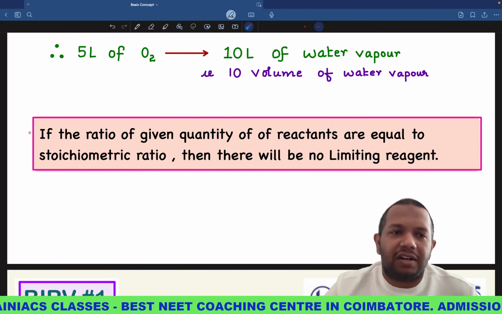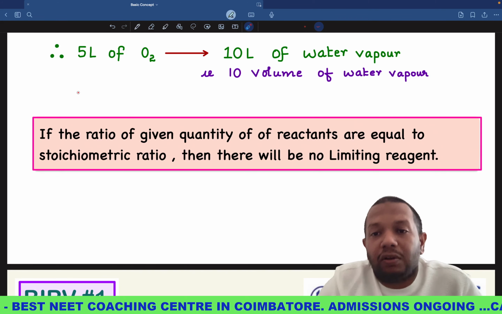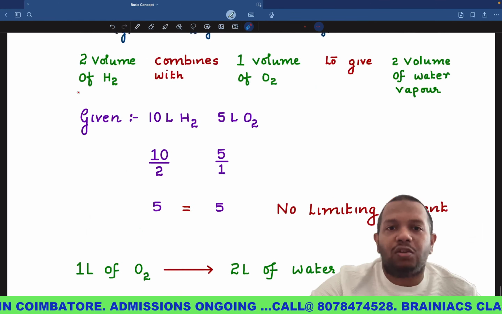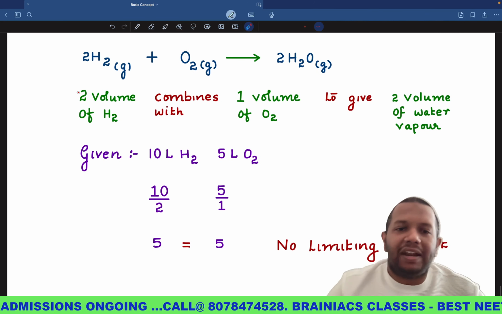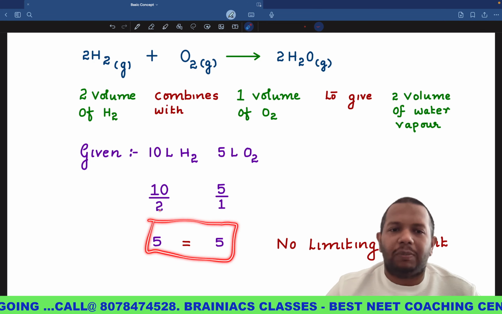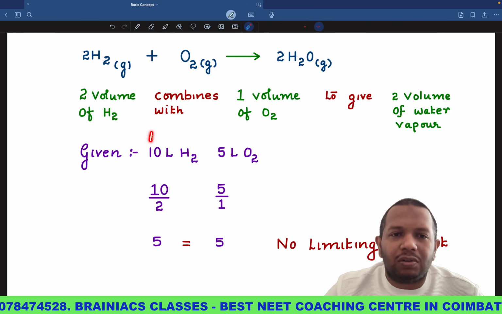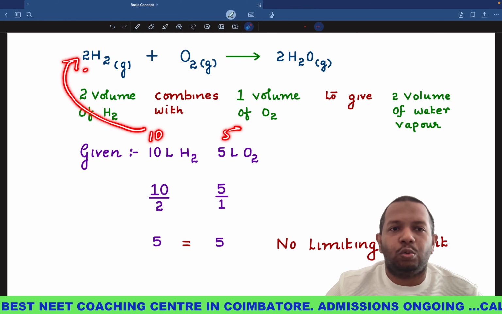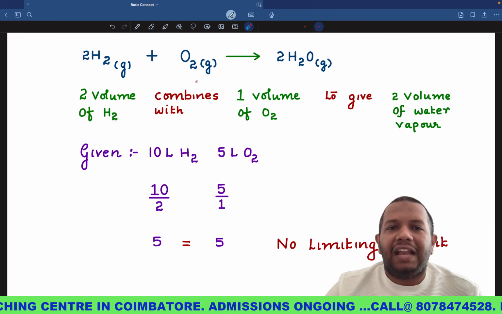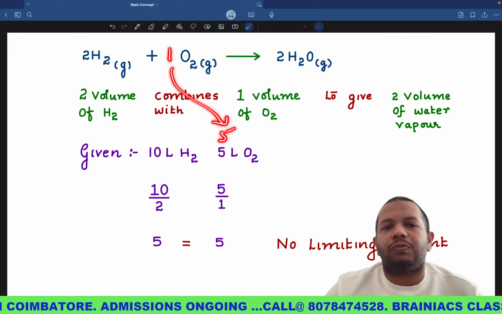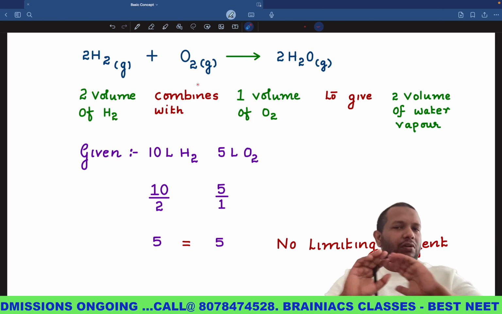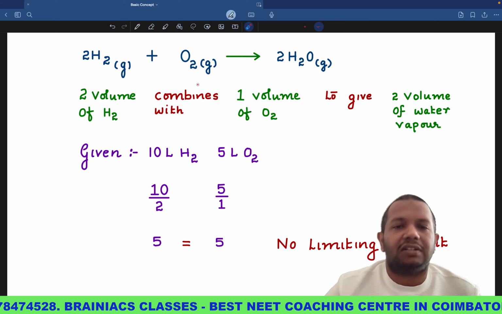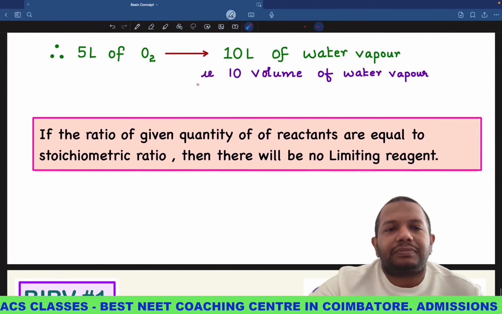Okay, so here I have mentioned an important point. If the ratio of the given quantities of the reactants is equal to the stoichiometric ratio, then there will be no limiting reagent. This is another important way to identify. One way is you divide this by this, and if you get them equal, there is no limiting reagent. The other easy way is just to check this number. This is 10 and this is 5. Check whether this is a multiple of this stoichiometric value. Yes, 2 into 5 is 10, so this is a direct multiple. And check whether this is a multiple of this one. 1 into 5 is 5. If these are direct multiples, then there will be no limiting reagent.